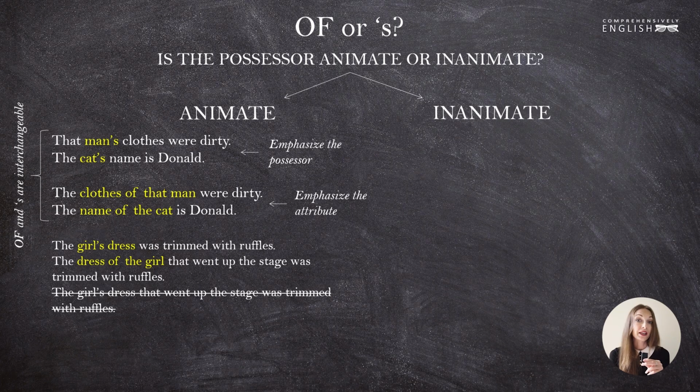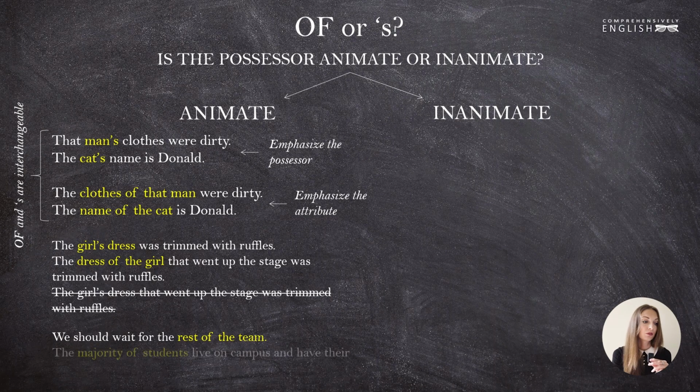And one more thing here. The use of is obligatory in some cases with animate nouns. When? It is obligatory when it expresses the relation of a proportion to a composite whole. For instance, we should wait for the rest of the team, not the team's rest, right? It's incorrect. The majority of students live on campus and have their meals there. The majority of, not the students' majority.